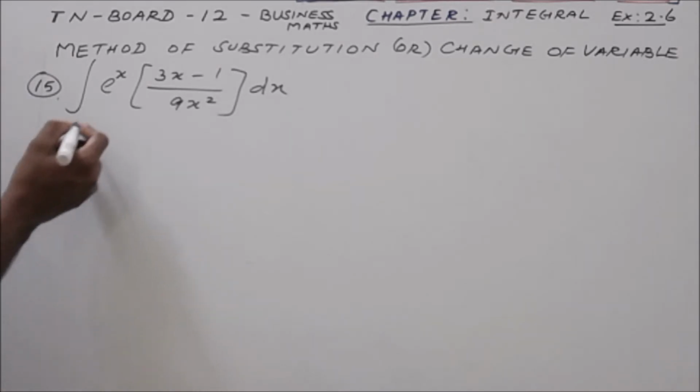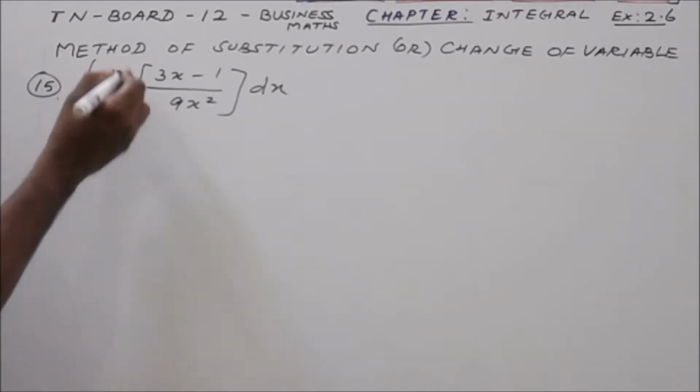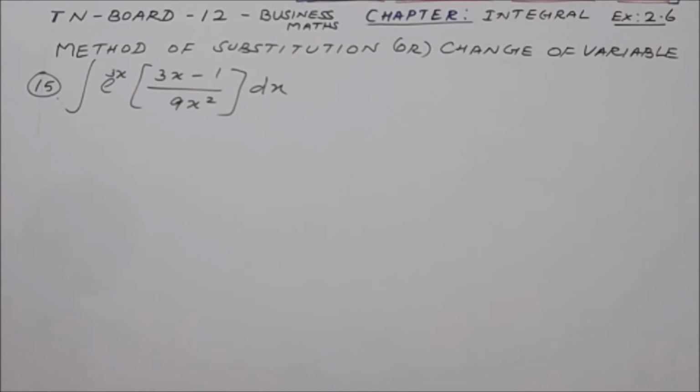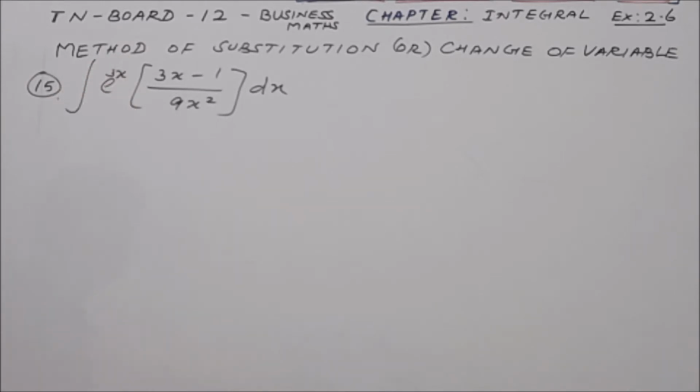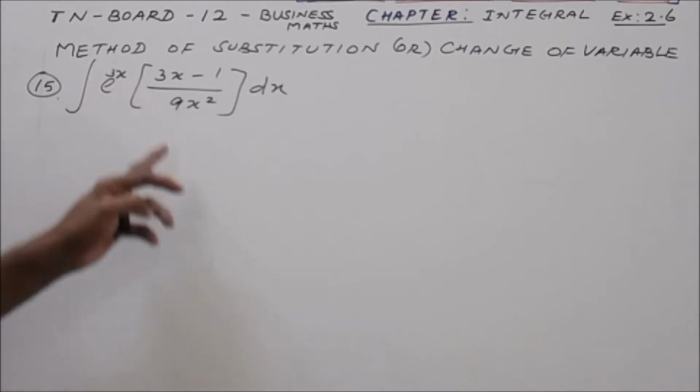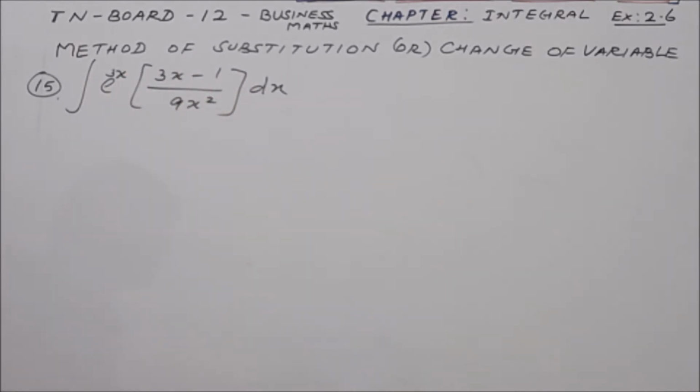So change it as e power 3x into (3x minus 1) by 9x square. In the book itself you should change this. In the first edition, it is given as e power x. When we take e power x, we couldn't complete the answer correctly. So take it as e power 3x. Change it in your textbook; if it is a first edition, it will be wrong. E power 3x into (3x minus 1) by 9x square dx.